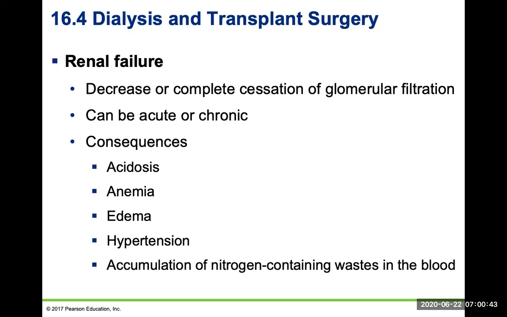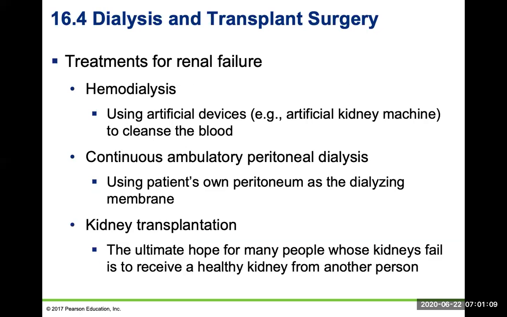Renal failure results when the glomerular filtration decreases or stops. It can be acute or chronic, and the consequences can be acidosis, too high or too low pH levels in the blood, anemia, edema, which is swelling, and hypertension, or accumulation of nitrogen-containing wastes. So if your kidneys fail to function, they really affect the rest of your body.